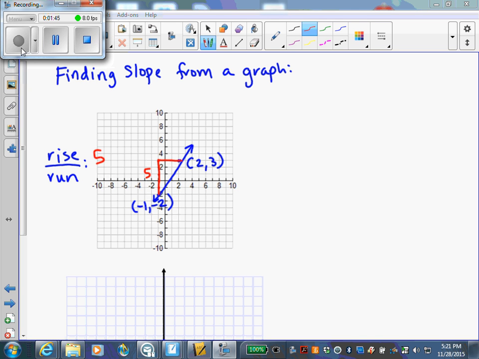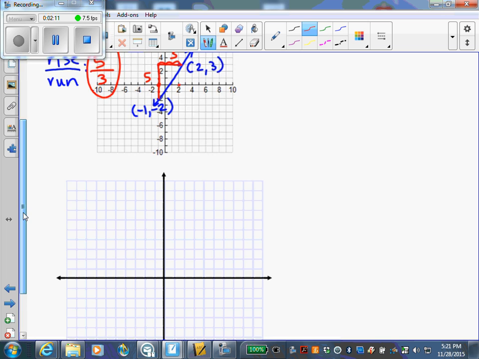And then my run is going from -1 over to 2. And that's a change of 1, 2, 3. And so my run is 3, and that's positive because it's going to the right. So my slope is 5/3. I could just leave it as an improper fraction. That does not reduce. Okay, so the next example, let's do one that's a little bit more complicated.